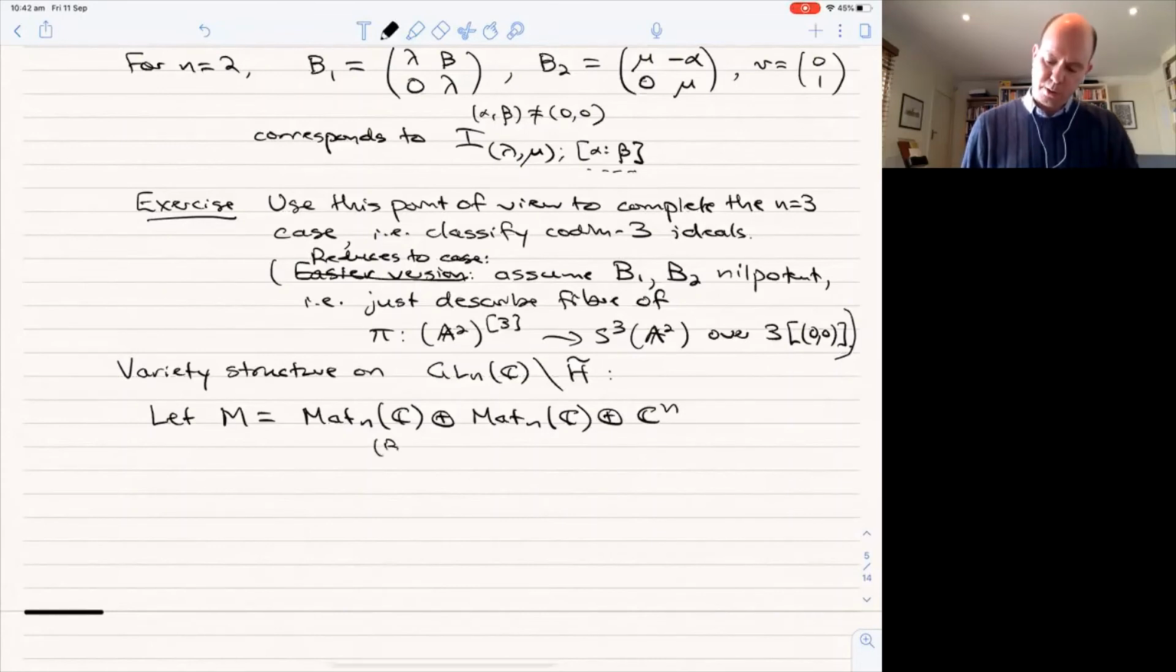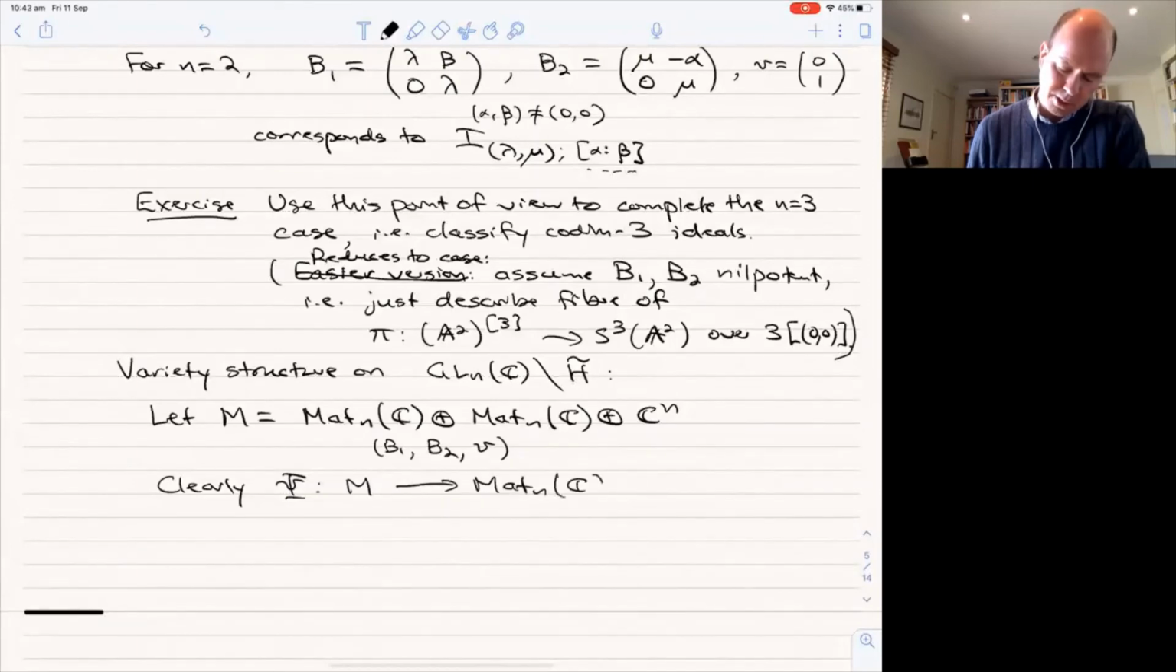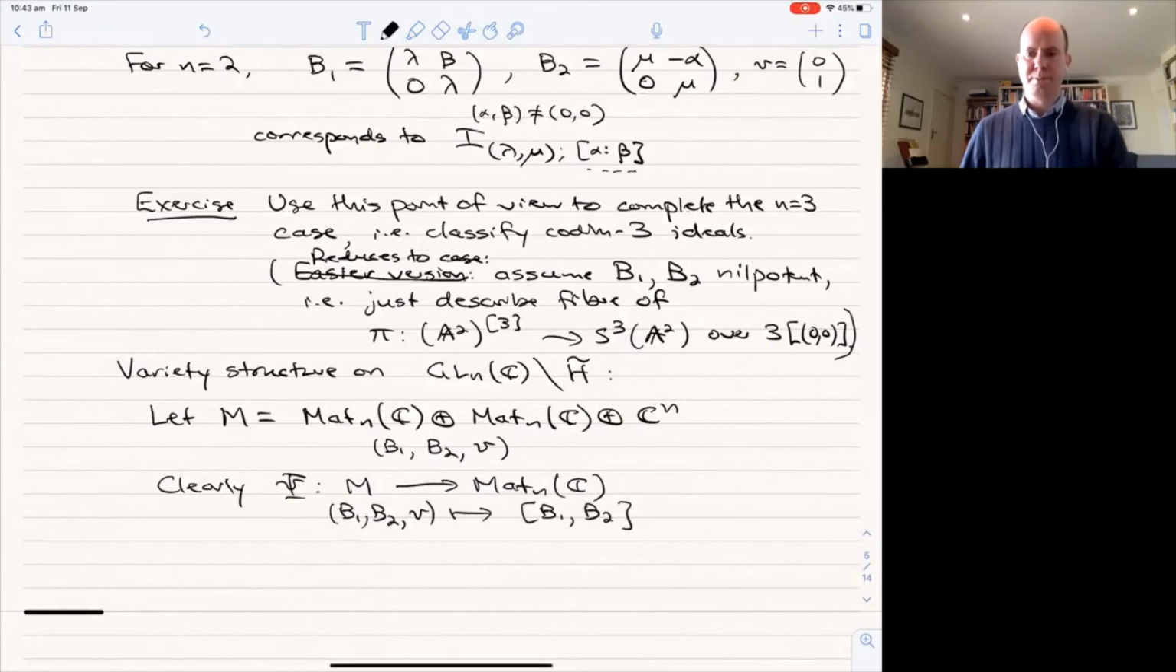So a point here is a triple of two matrices and a vector with no conditions. And so the first condition we imposed on this was that B1 and B2 commuted. So that's pretty obviously a closed condition. We can express it like this, that we have a regular map, or a morphism, I'll call it psi, from M to n by n matrices, which takes a triple to the commutator of B1 and B2.